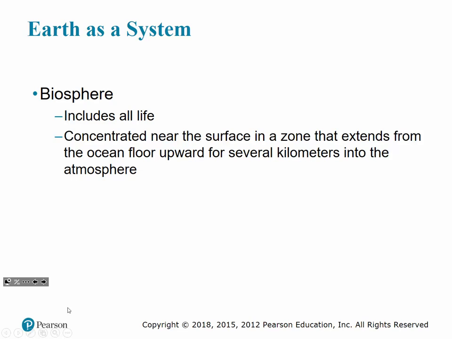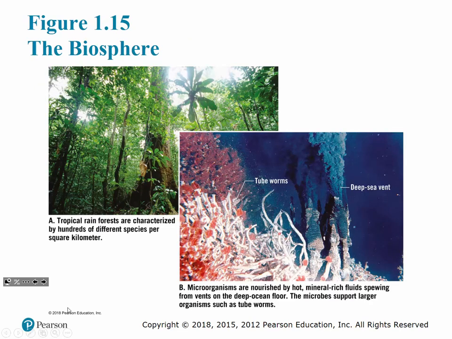The biosphere. This includes all life: plant, animal, marine life, whatever is living in the ocean. This is concentrated near the surface in a zone that extends from the ocean floor upwards into the atmosphere for several kilometers. This is showing you different pictures of the biosphere. You have the rainforest and the animals that live in it, and then you have microorganisms on the bottom of the ocean floor. You see the tube worms. They're living there by the deep sea vents. That is all part of the biosphere.